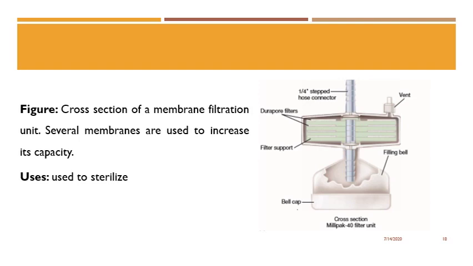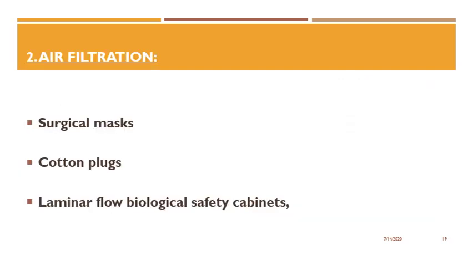Several membranes are used to increase its capacity, and if we see the uses, it is widely used to sterilize pharmaceuticals, ophthalmic solutions, culture media, oils, antibiotics, and other heat sensitive solutions. The second one is filtration of air, or air filtration. Air also can be sterilized by filtration, and two common examples are surgical masks and cotton plugs on culture vessels that let air in but keep microorganisms out.